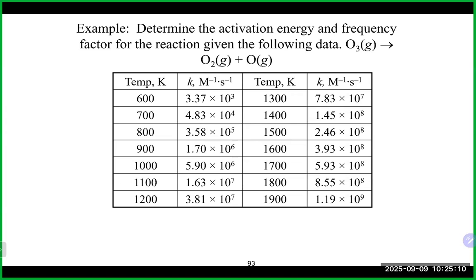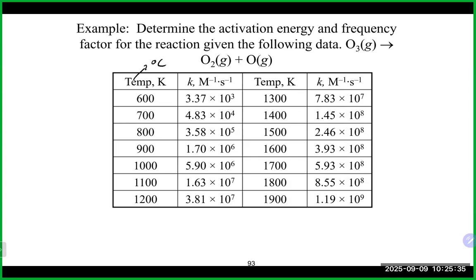So for example, if we look at this example here, O3 goes to O2. We want to determine the activation energy and the frequency factor. And this would be a typical sort of table that you would be given or see in a problem. More typical would be that these might even be degrees Celsius, sometimes they're given to you in that, and you've got to do that Kelvin conversion.